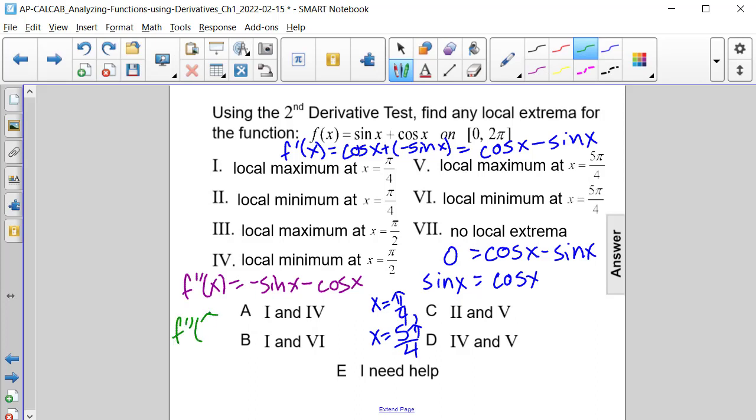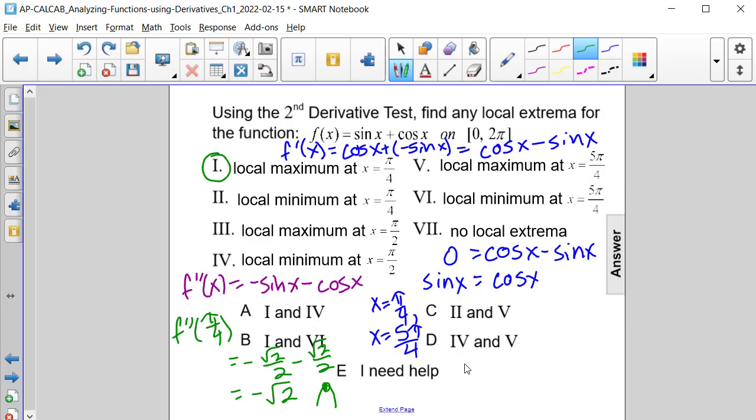And now if we evaluate f double prime at pi over 4, we will end up getting the negative sine of pi over 4, which is root 2 over 2, minus the cosine of pi over 4, which is root 2 over 2. And then if we subtract these, we are going to get negative square root of 2 when it is simplified. So therefore, because it is negative, that means this is concave down. So at pi over 4, we have a local maximum. That satisfies Roman numeral number 1.